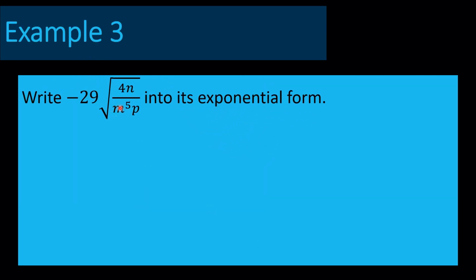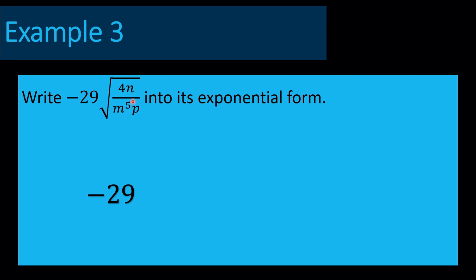Last example. Write negative 29 times the square root of 4n over m to the power of 5p into its exponential form. As I read it earlier, negative 29 is not the index. I said earlier negative 29 times the square root, right? So negative 29 is not the index, and it is not included in the radical notation. So we can start by writing negative 29 because we don't need to transform that into exponential form.